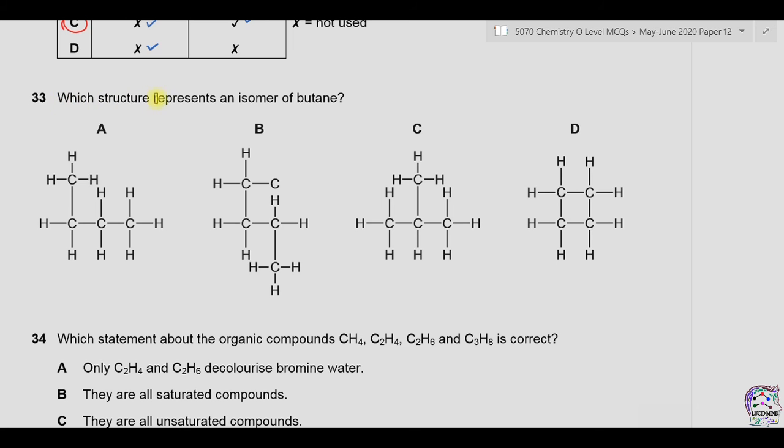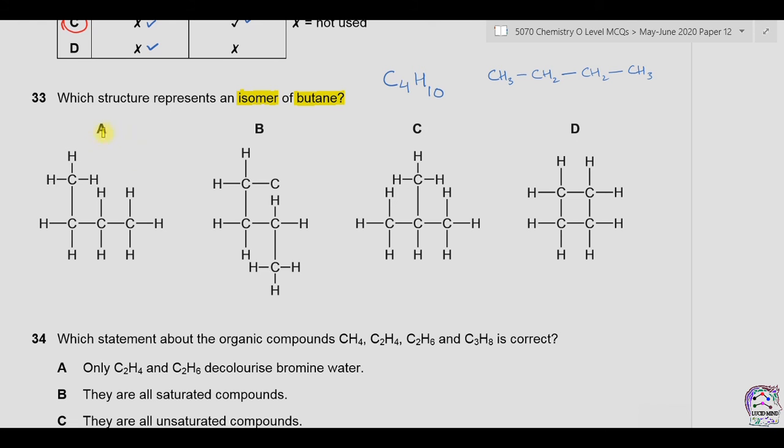Question 33. Which structure represents an isomer of butane? The general formula of alkane is CnH2n+2. So in butane there are 4 carbon atoms, therefore there must be 10 hydrogen atoms. And the normal structure of butane is like this. We have 4 carbon atoms, CH3, CH2, CH2, CH3. Now we have to find the isomer of this structure, and isomer is actually the compound having the same molecular formula but different structure.